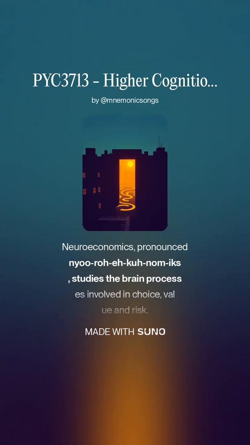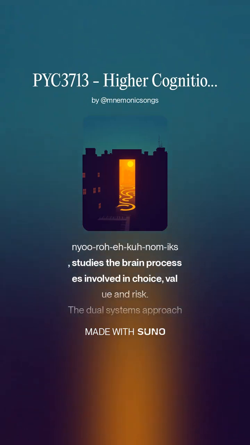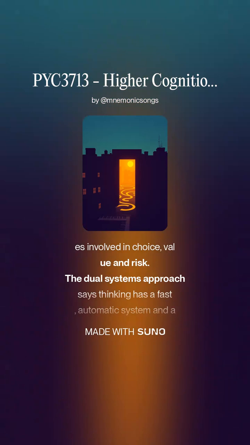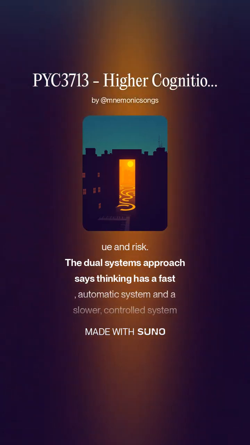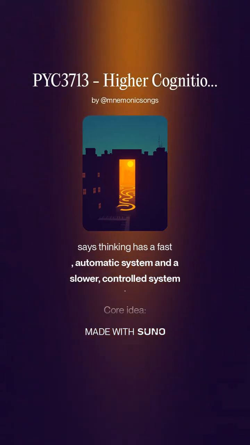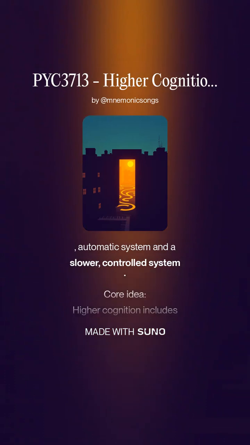Neuroeconomics studies the brain processes involved in choice, value, and risk. The dual systems approach says thinking has a fast automatic system and a slower controlled system.